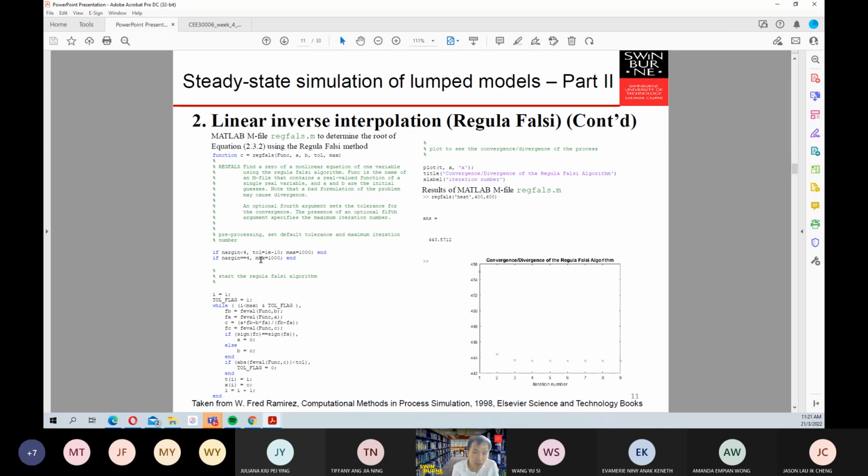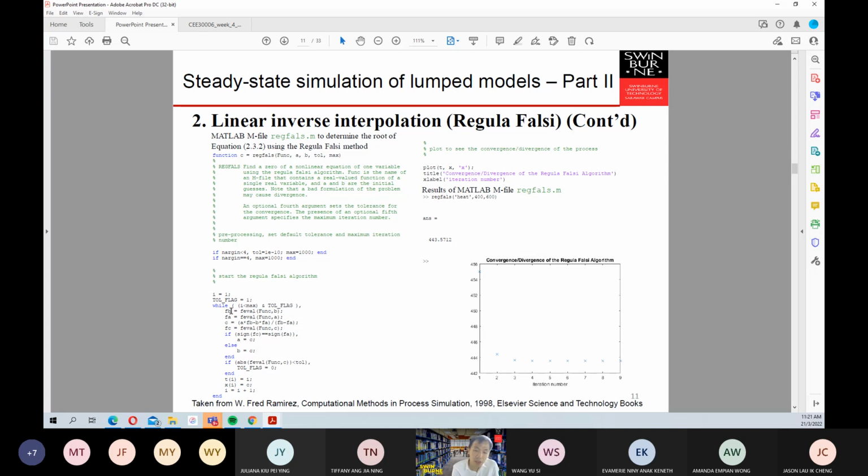Then it will start in here with the iterations. At first I equals 1, and then it will set the tol flag equal to 1. While I is less than max, meaning if your I is less than the value of the max that is provided in here, which is 1000, and the tol flag is equal to 1, then everything within this loop will be executed.